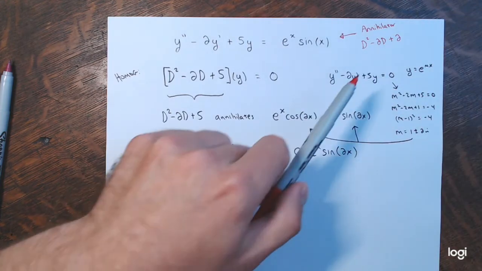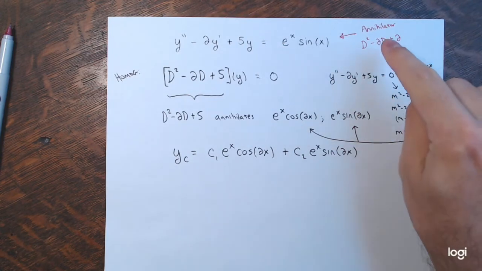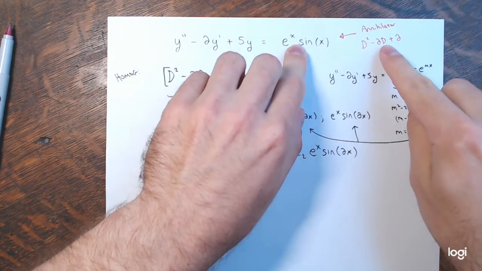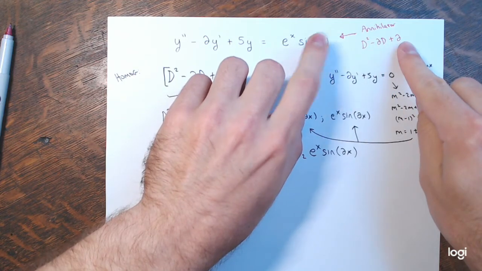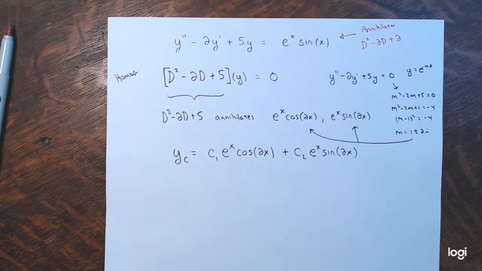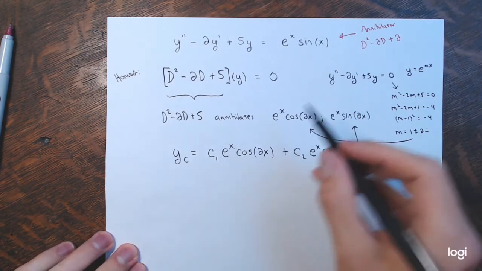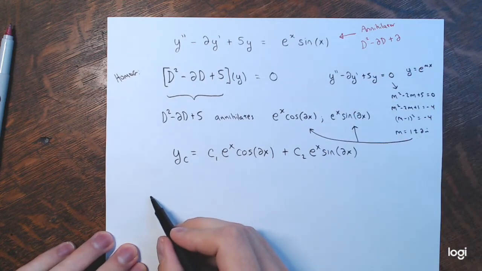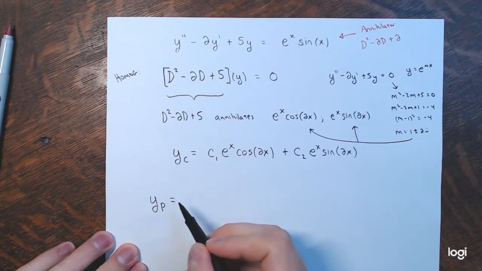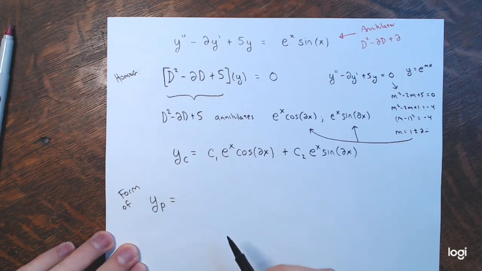Again, if you're not familiar with it, go back to a previous video of mine on annihilators, or read your book. But D squared minus 2D, if I took the second derivative of this, minus 2 times the first derivative of this, and then plus 2 of this, you'd get 0. I promise you. Okay. And then from this, I can jump right to what the particular solution is going to look like, the form of the particular solution.